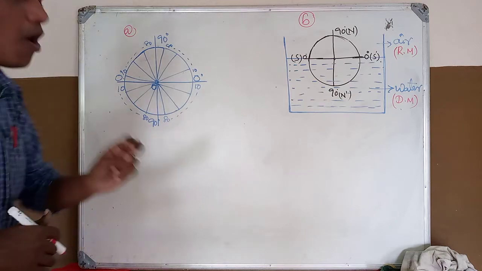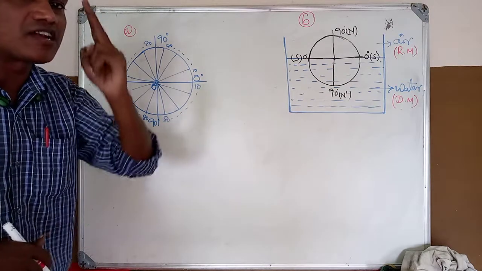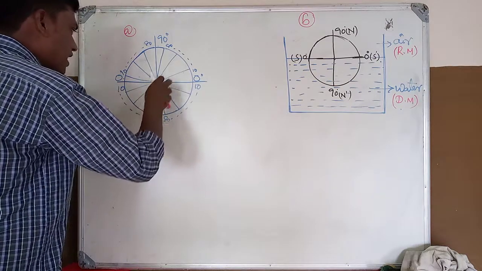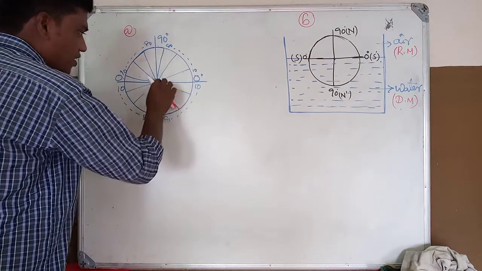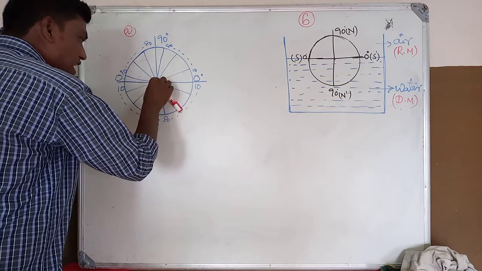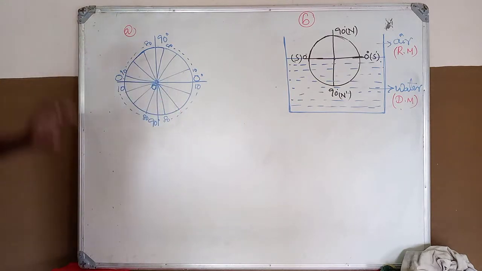After that, we take the two identical straws. One of the straws we fix to the metallic disc from its center, like this.